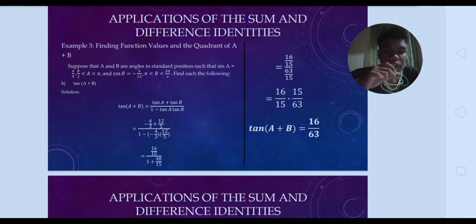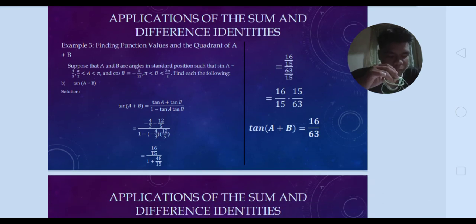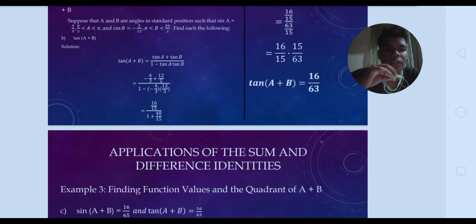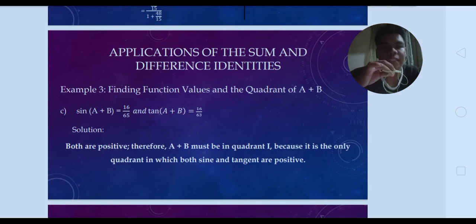Then we substitute the values of tan A and tan B that we solved above, and perform the indicated operations. We follow the rules of division: we need to take the reciprocal and then multiply. Then the value of tan A plus B is equal to 16 over 63. Last problem to solve: sine A plus B is equal to 16 over 65 and tan A plus B is equal to 16 over 63.